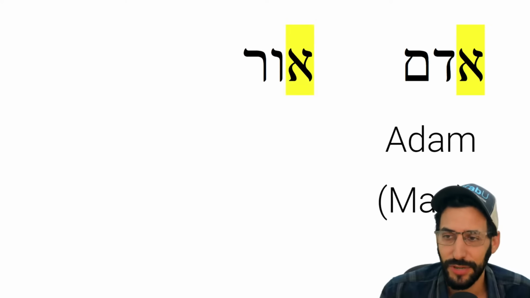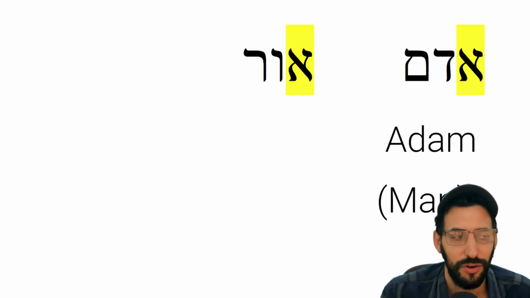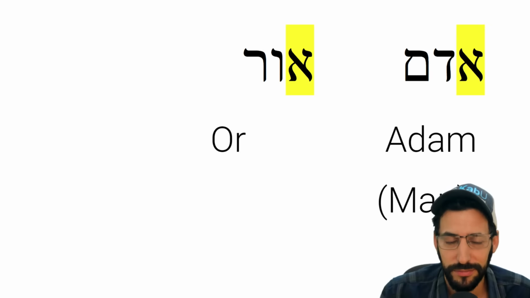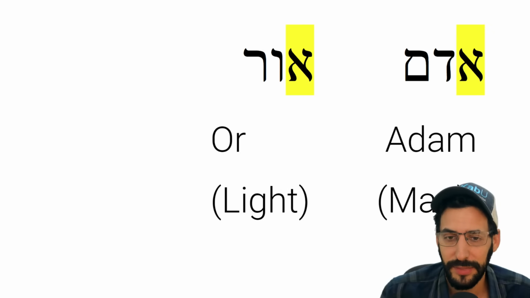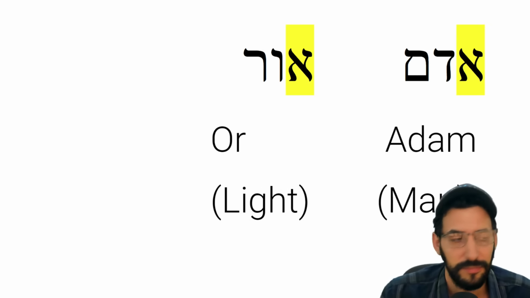Okay, let's practice another word. Or. So first of all, the vowel here is O, or. So it's pronounced or. Say it with me, or. And what it literally means is light. Okay.